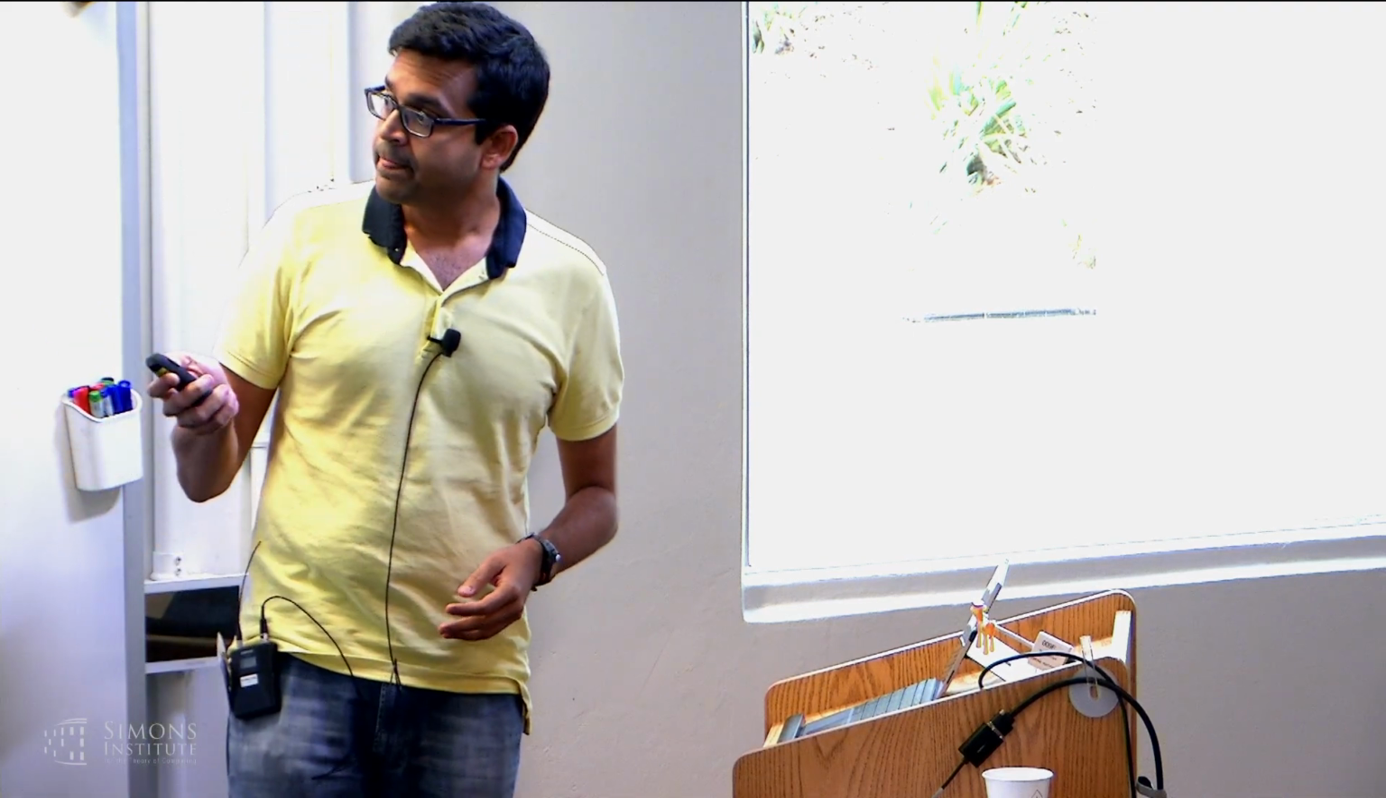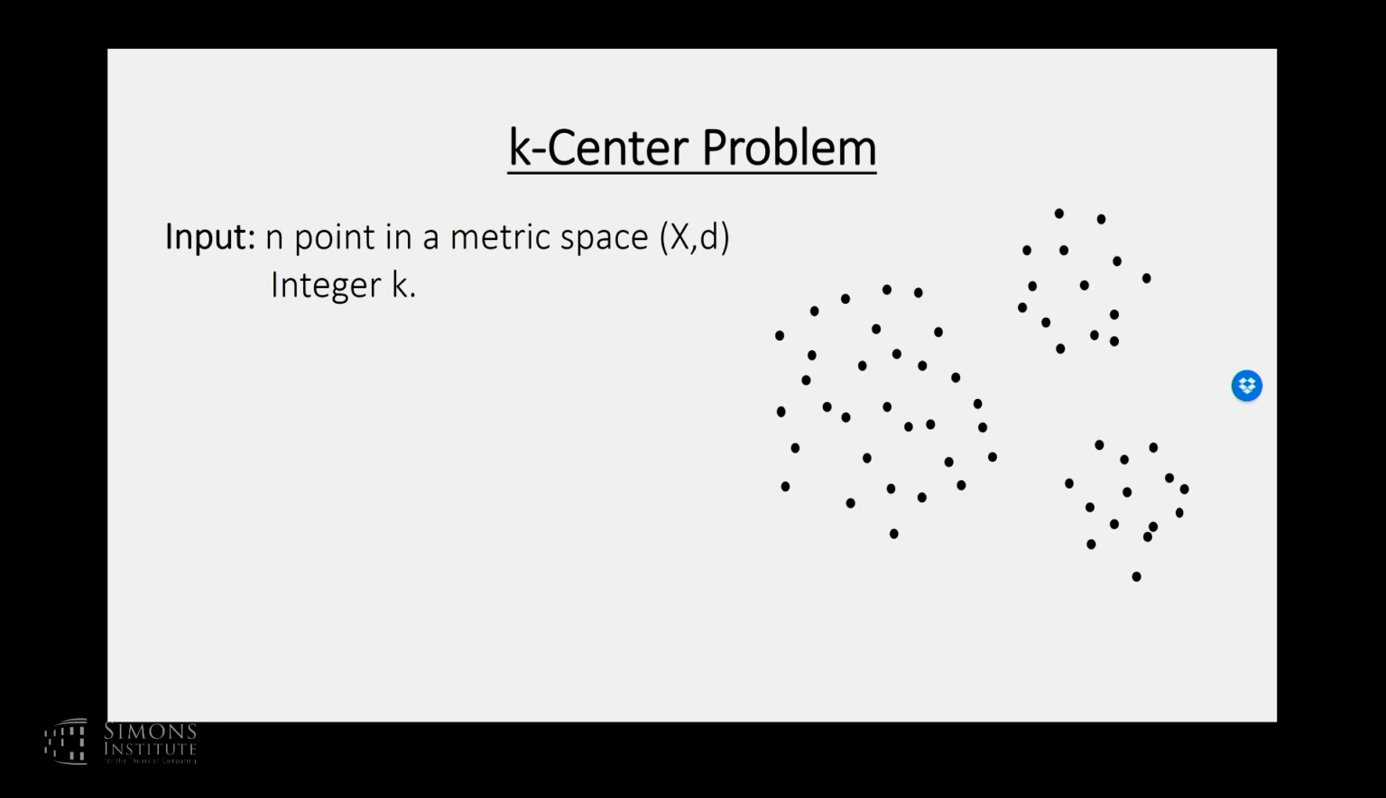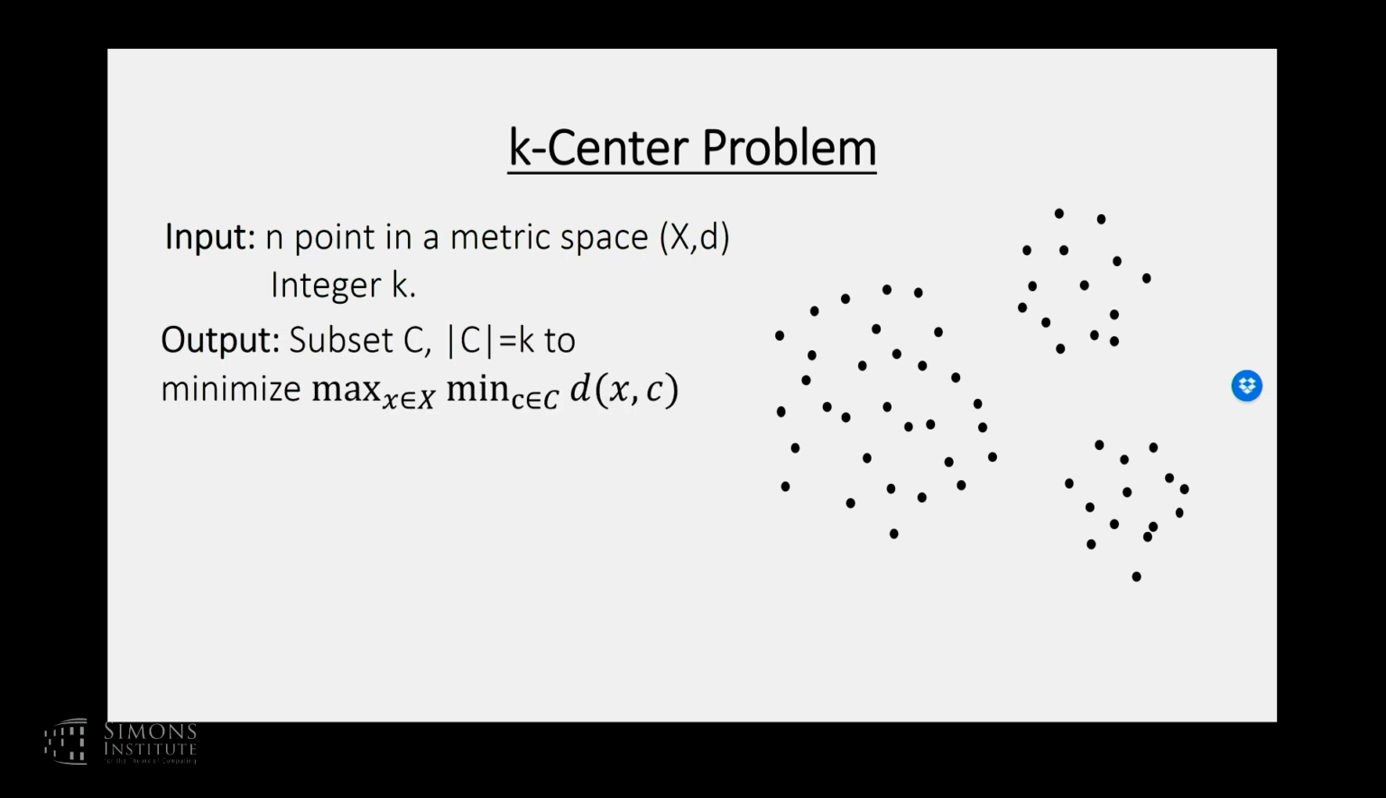Before I go into the non-uniform k-center problem, what's the k-center problem? This is a classic problem. The input is a metric space and an integer k, and the objective is to find a subset of these points, k in size, so that this thing is minimized. What is this thing? For every point x in the metric space, I look at the minimum distance to a point in C, which is d(x, C). And I look at the worst possible point, so I max over all points x. This is the quantity that I want to minimize.